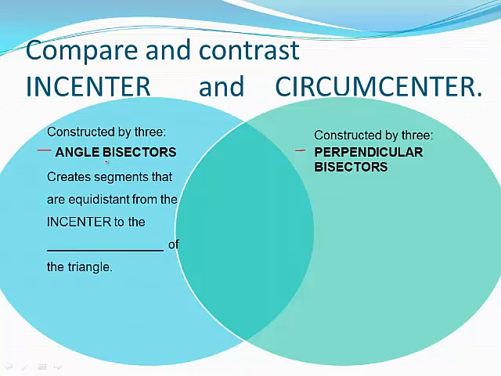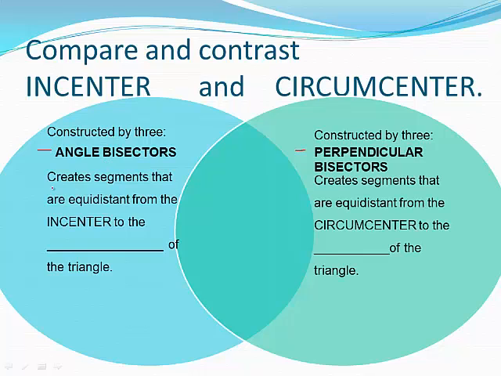What else? In-center creates segments that are equidistant from the in-center to the sides of the triangle. And this is key. You need to know its sides because, again, you can get it mixed up with circumcenter, which is vertices. So you need to know equidistant from sides for angle bisectors, equidistant from vertices for perpendicular bisectors.